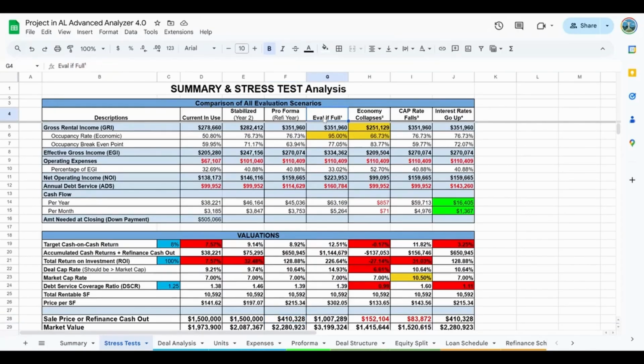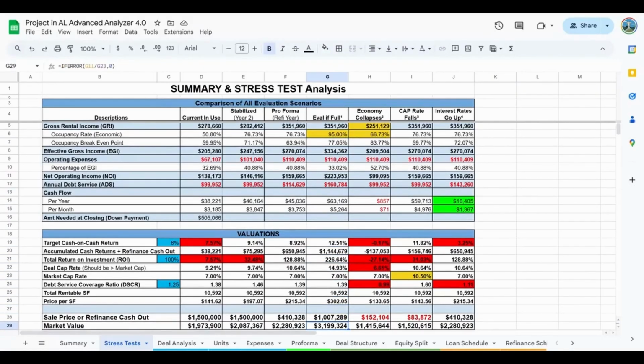Now, if it goes full when we refinance, we come down here and we see our market value has gone up to 3.2 million, and we'll cash out 1 million. And you can see all these other benchmarks are met.